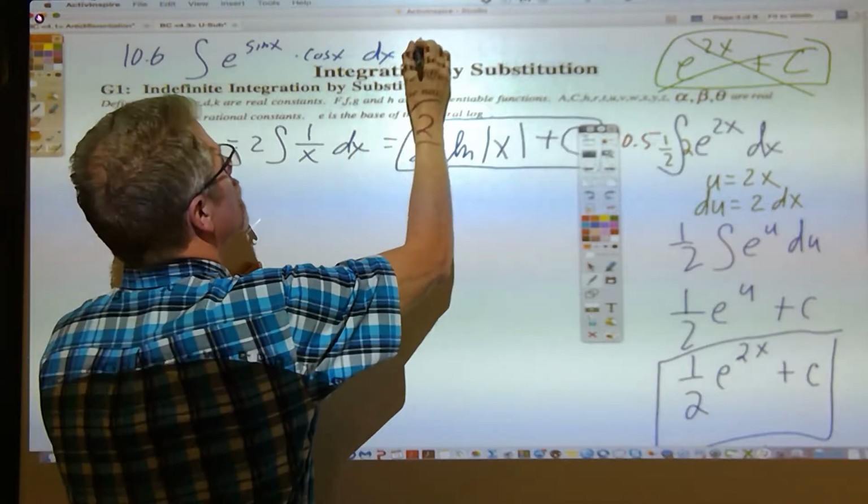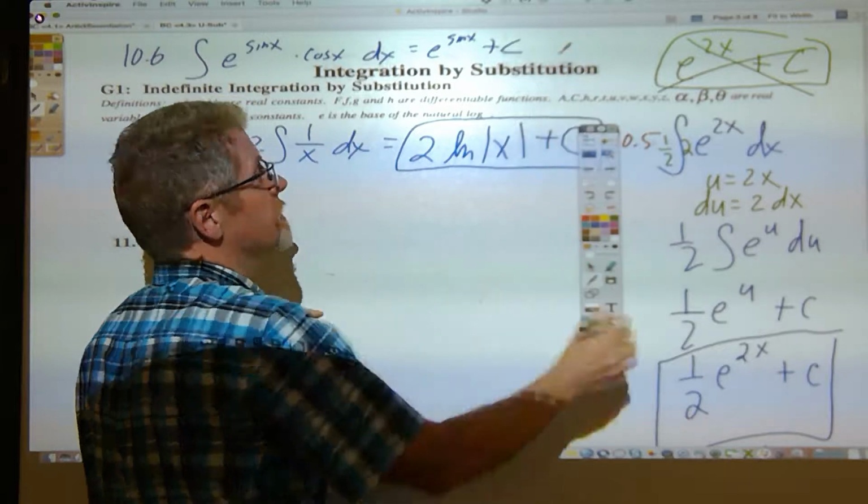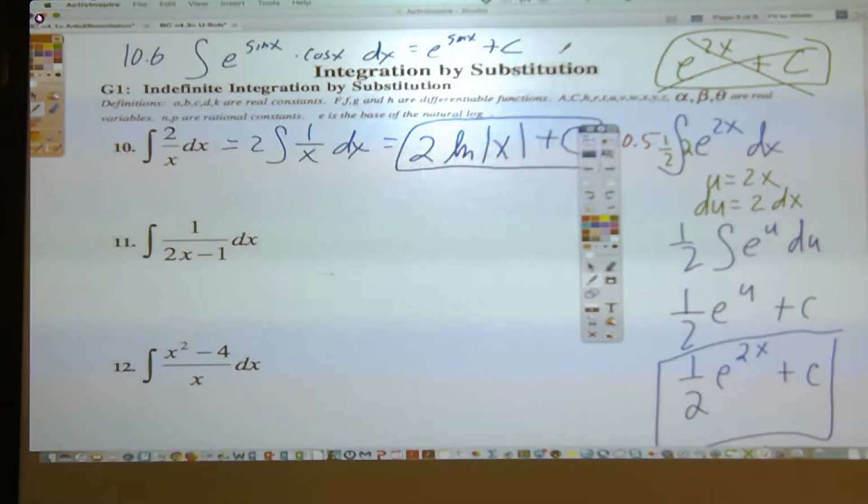So, whether you do it in your head or not, the answer is e to the sine x plus c. Kind of nice, huh? Any questions on that little mini problem? Yes, go ahead. Can you explain why e to the sine x plus c?